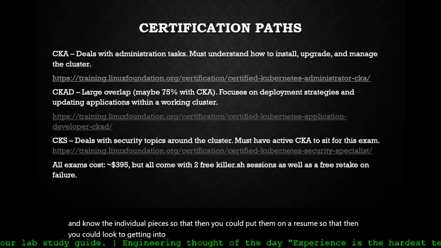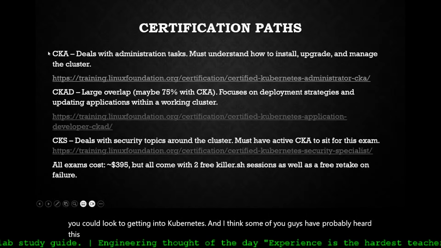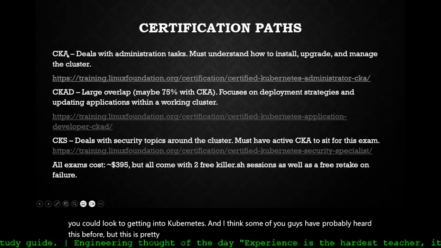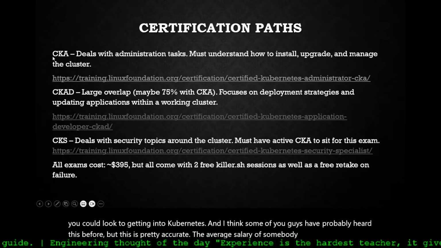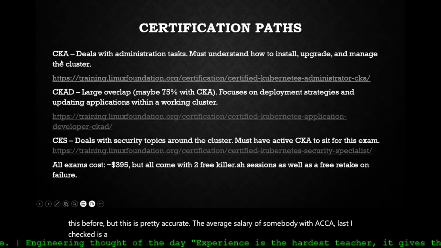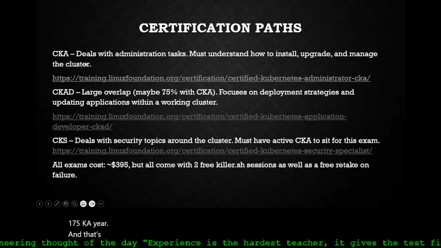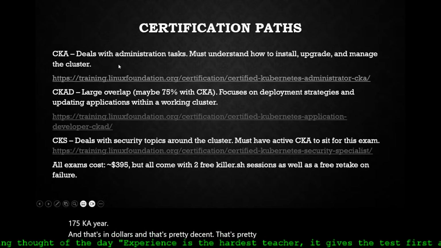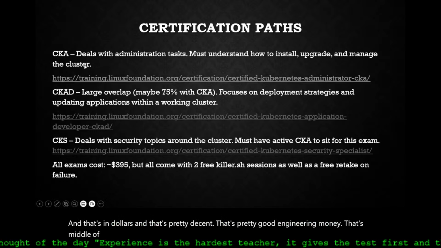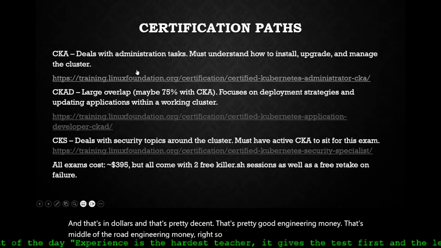I think some of you have probably heard this before, but this is pretty accurate. The average salary of somebody with a CKA, last I checked, is 175K a year, and that's in dollars. That's pretty decent. That's pretty good engineering money. That's middle of the road engineering money, right? So you can do that.